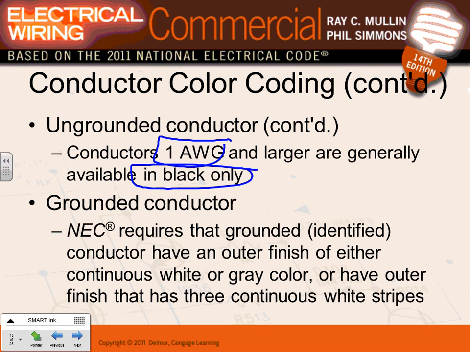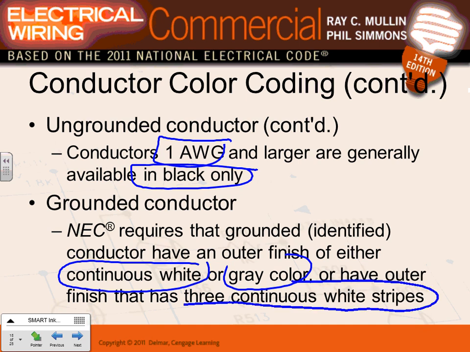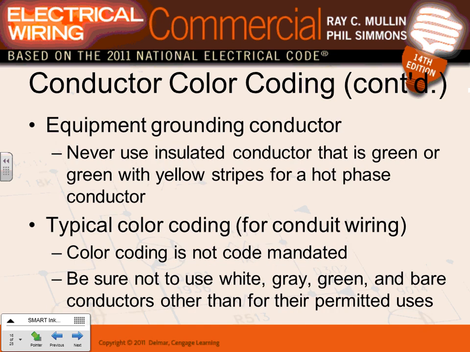The grounded conductor, the only thing you have to remember about the grounded conductor is you have to have an outer finish of either continuous white or gray color, or have an outer finish that has three continuous white stripes. So typically white or gray, that will give you the grounded conductor, the neutral. Can I have thumbs up, Chad? We understand that one? Okay, cool.